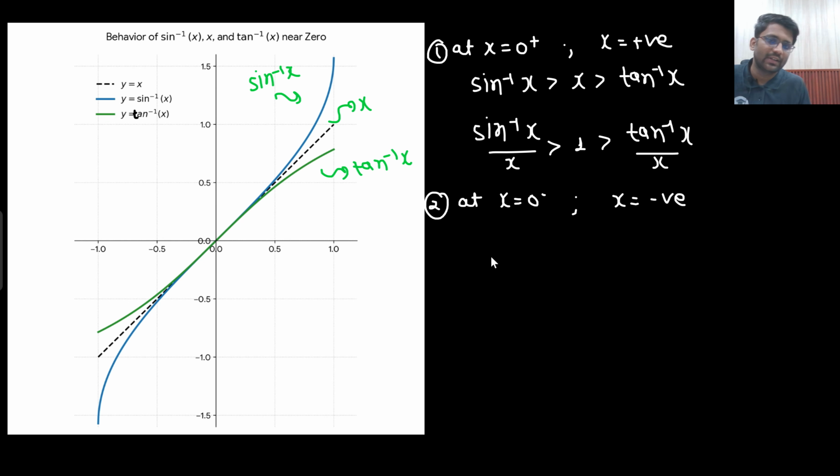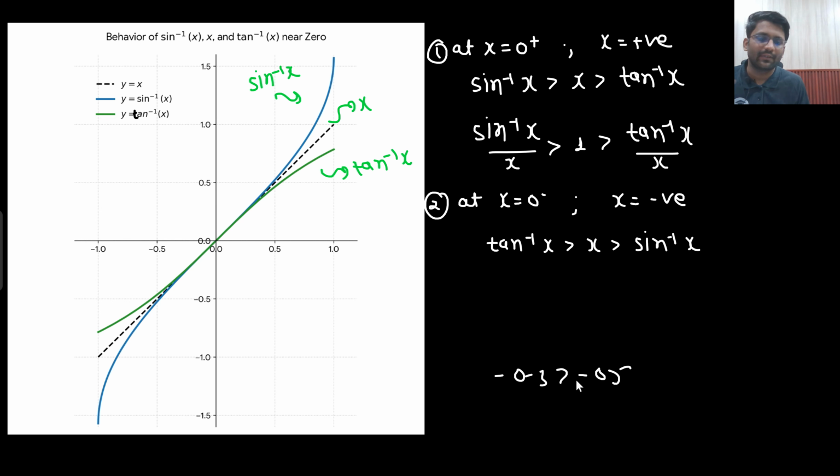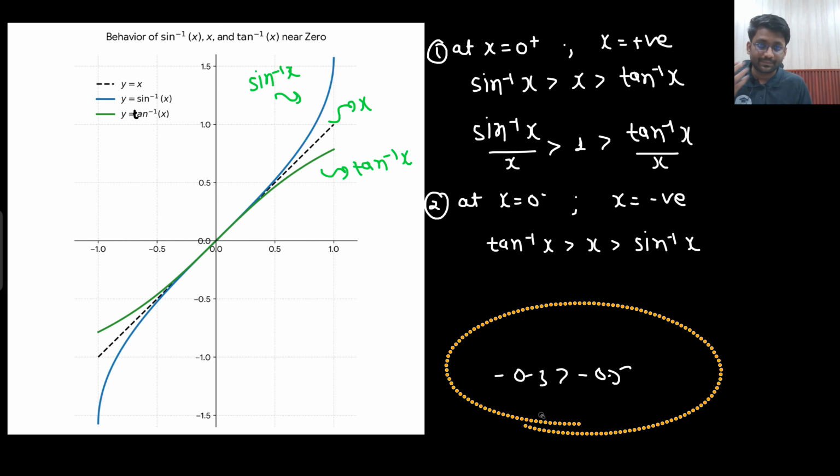This is the graph which is upward, so tan inverse x is giving you a larger value, and it is greater than x and greater than sin inverse x. It is giving me a lesser value in the negative direction. That means minus 0.3 is always greater than minus 0.5. So this is the scenario that was happening.